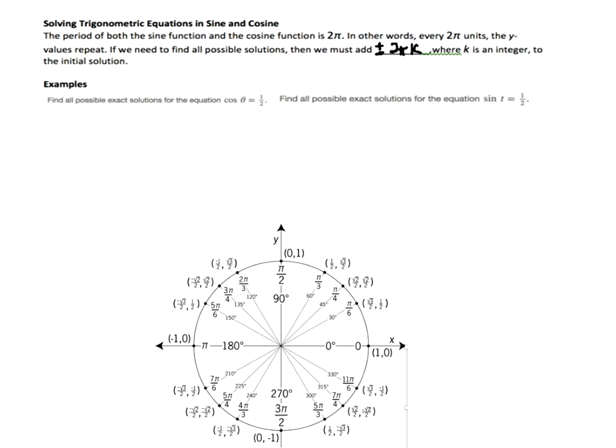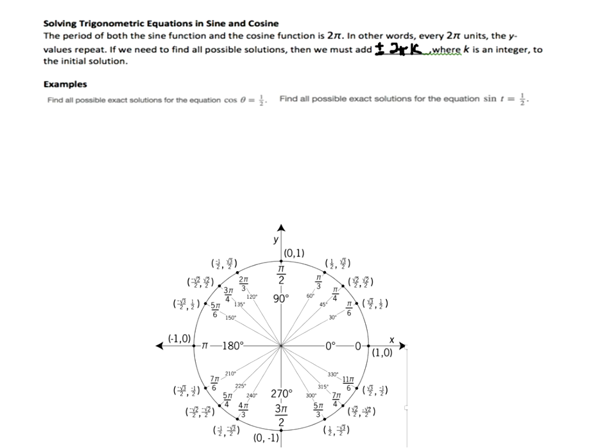We use this technique if we are not given a specific domain. If it says exact solutions and there's no domain that you have to stay between, then you add plus or minus 2 pi k for sine and cosine. Let's take a look. We'll be using the unit circle a lot tonight, so I put one on just about every page.